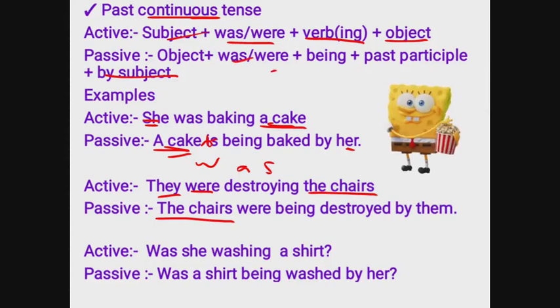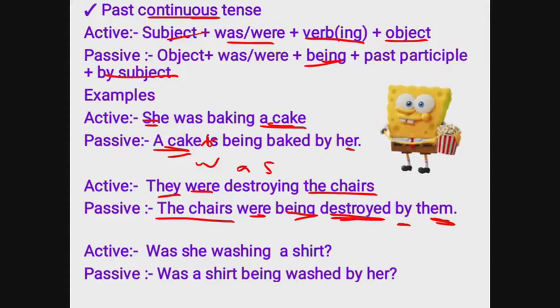Was or were? Since it's more than one chair, we use were. Now, the chairs were. Then we add our been. What is the past participle of destroy? We have destroy, destroyed, destroyed. Destroy is a verb, past tense is destroyed, and past participle is the same, destroyed. So the chairs were being destroyed by them. So they becomes them. Always put your by before them. By them. Let's look at the next example.